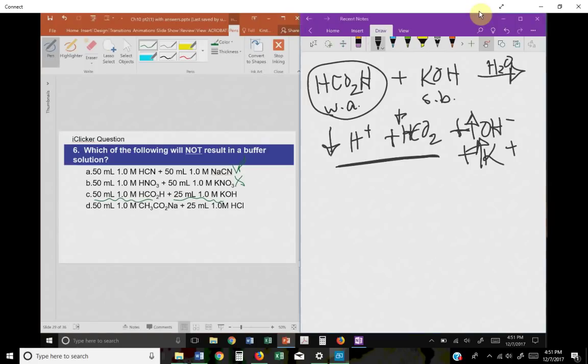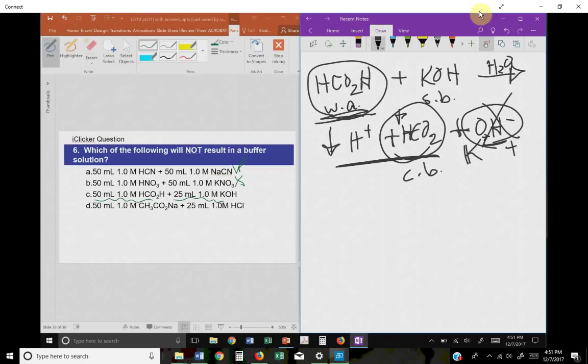So let's get rid of this big arrow over here, because we didn't have as much strong base as weak acid. So what do we have in solution? We've got our weak acid and we've got some conjugate base. So even though we've got hydroxide in solution, oh, I forgot to put my plus on my potassium. Even though we've got hydroxide in solution, it does not contribute to our buffer, and it's only a small amount, and it's much smaller than the amount of weak acid, because we've got 1 molar.